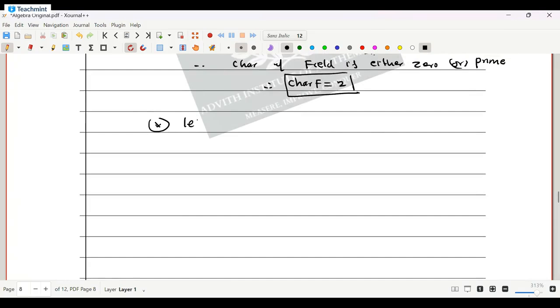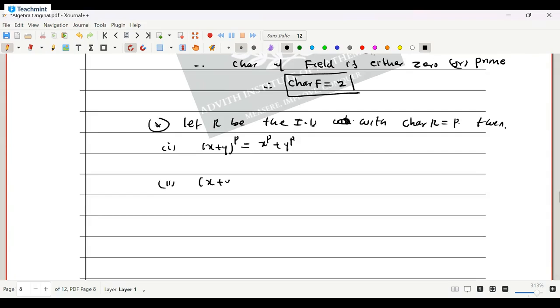Next, let R be an integral domain with characteristic of R equal to P, where P is a prime number. Then number 1: (x plus y) whole power P is equal to x power P plus y power P. Number 2: (x plus y) whole power P power n is equal to x power P power n plus y power P power n.